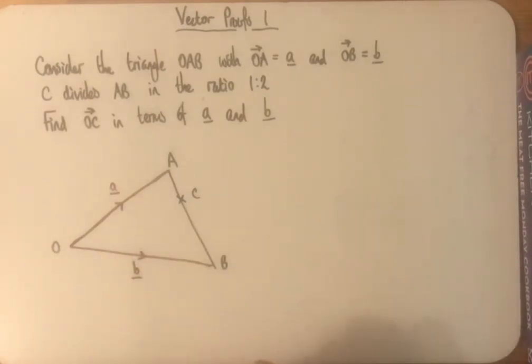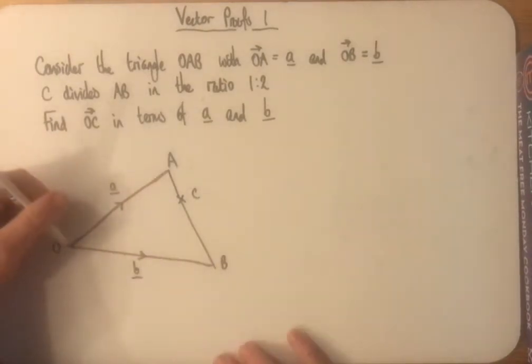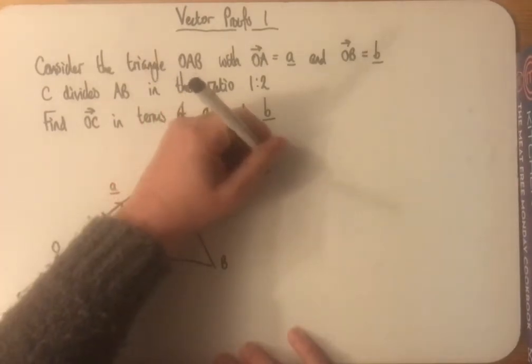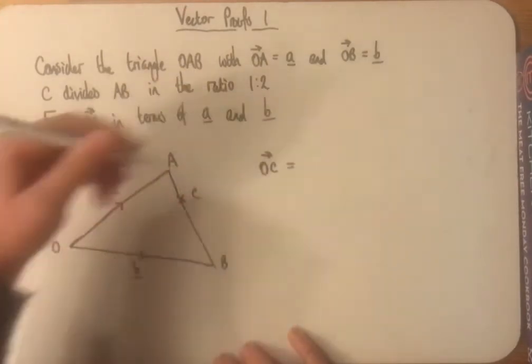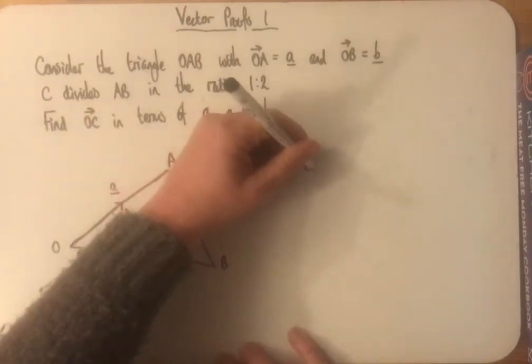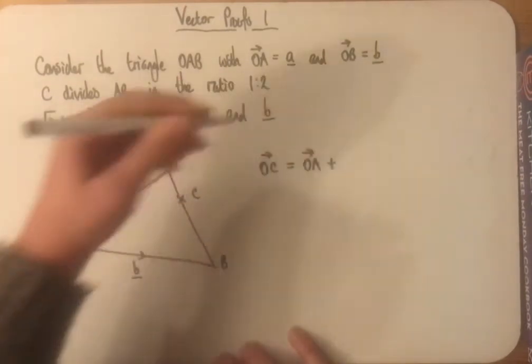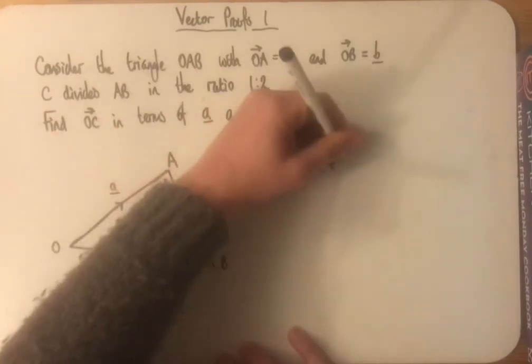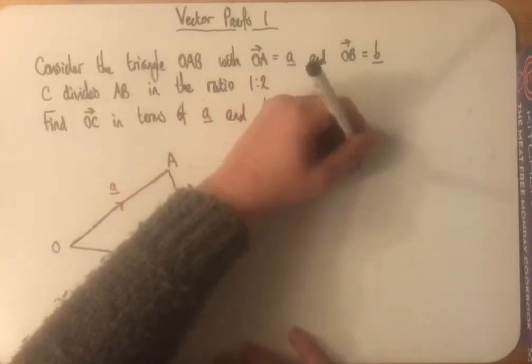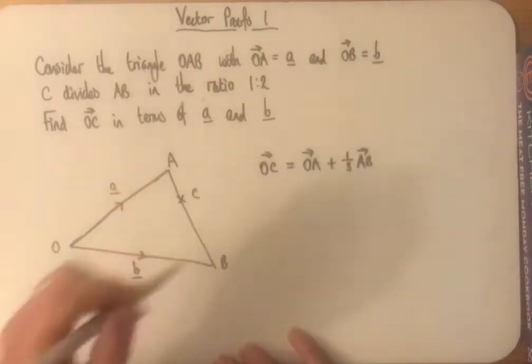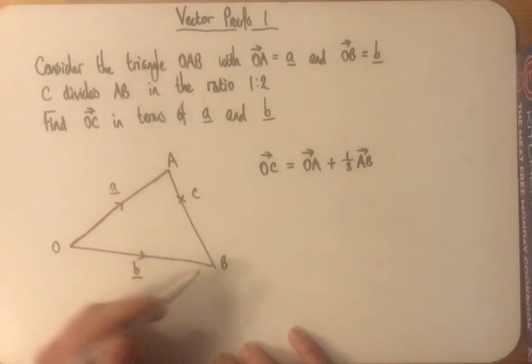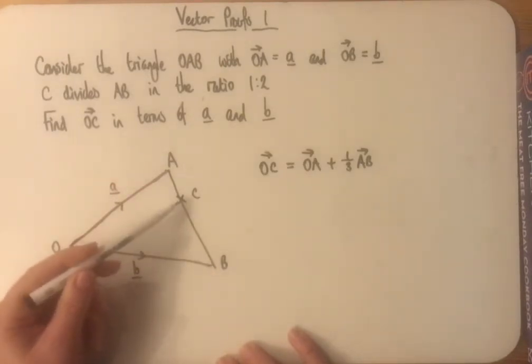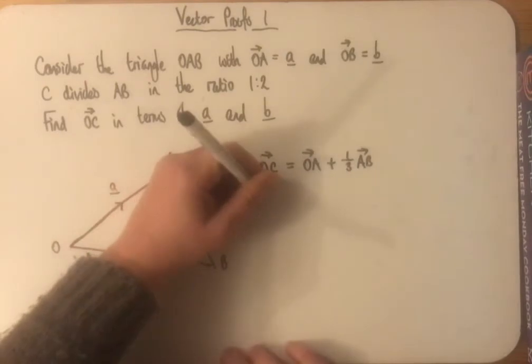So this is a bit like what you were doing earlier on, but with the numbers. And so to find OC, we need to go from the origin to A, so we're travelling along vectors, and then we want to go 1/3 of the way along AB. Alternatively, you could go from the origin to B and then 2/3 of the way along BA, and you will get the same answer.